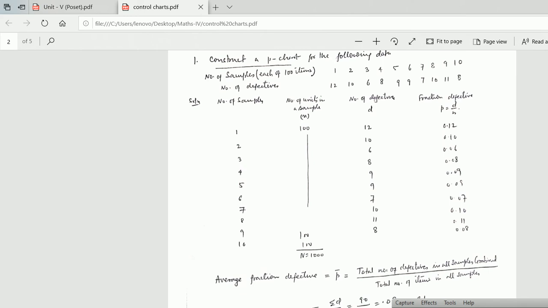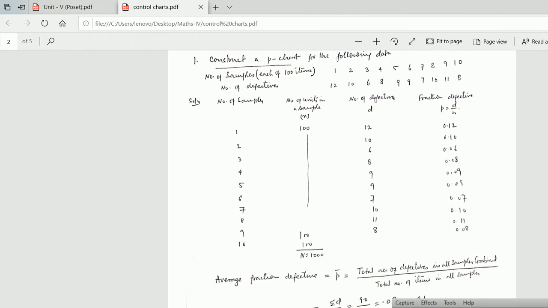See how to solve. First, in the first column we will write the sample numbers 1 to 10. Each sample has 100 items. The number of units in a sample, n, is given as 100 for all. Number of defectives, that is D. For each sample there are different defectives: 12, 10, 6, 8, 9, etc.